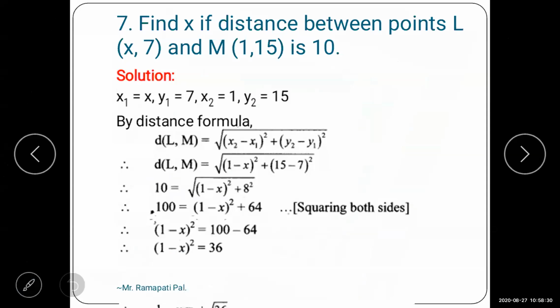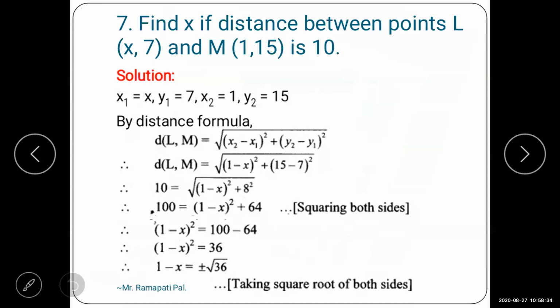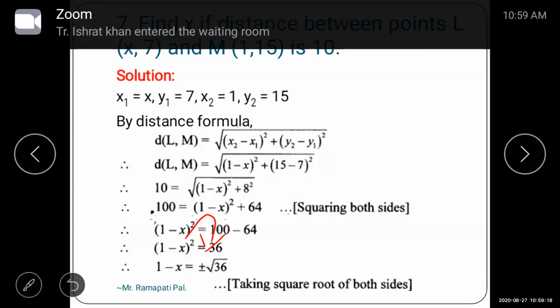When we open that bracket, you can take this square to the right side and it becomes square root. Is it clear? Directly also you can put it: when the square is there, it will come to the right side and become square root. But when we write, we say taking square root from both sides. So 1 minus x is equal to plus minus root 36.